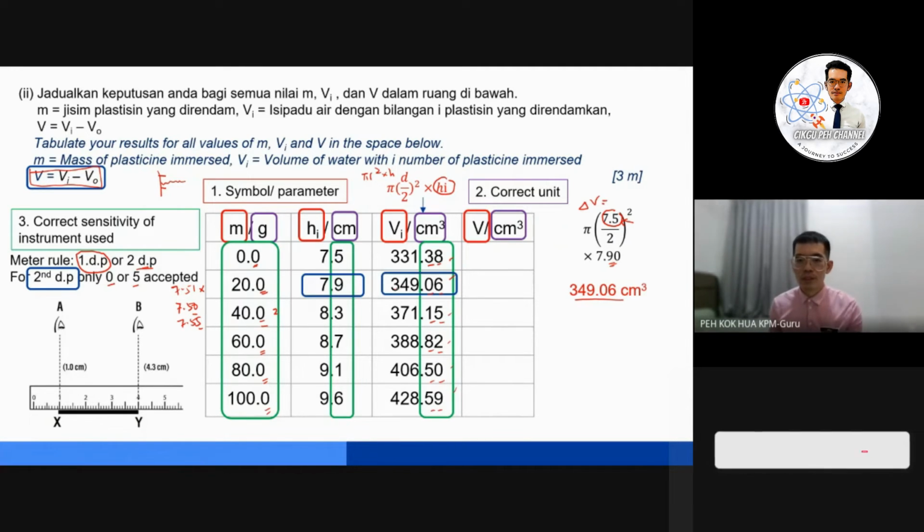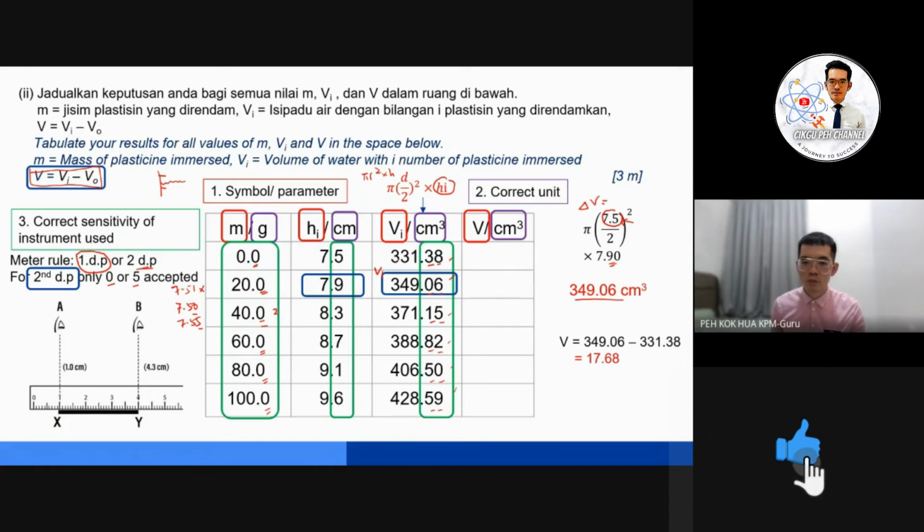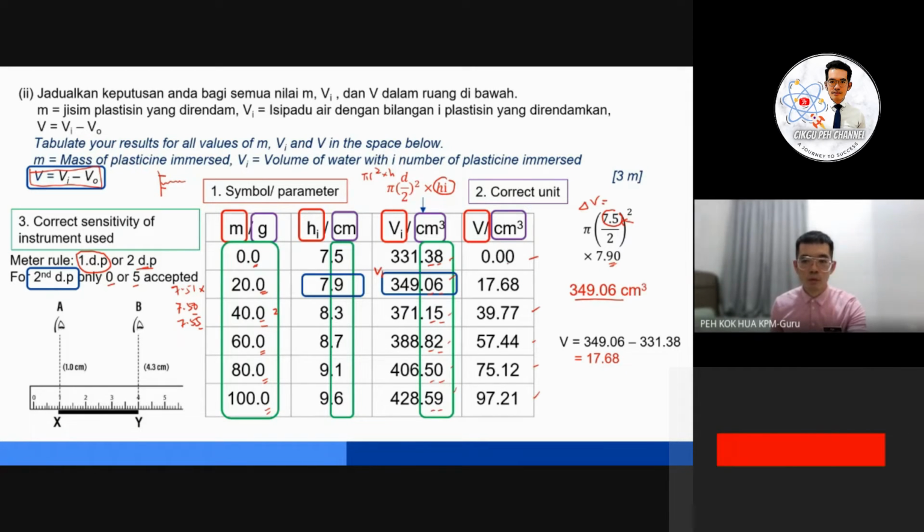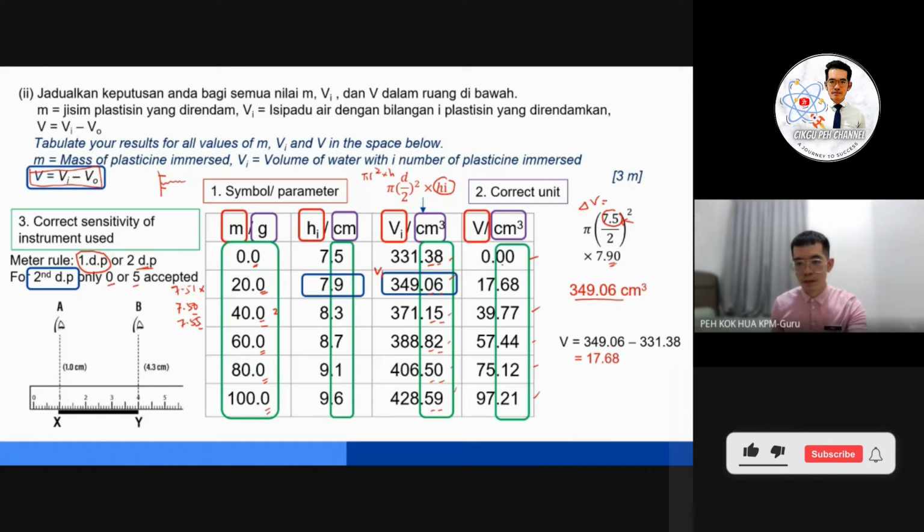So for example, here the V1 will be 349.06. According to the formula, you minus V naught, which is 331.38, and you will get 17.68 here. The others will use the same method to get the values, and they will be listed here. Again, you can see the decimal places I stated here are consistent, which is 2 decimal places. So if you fulfill these 3 tips given here, you'll get the full 3 marks for the tabulation.